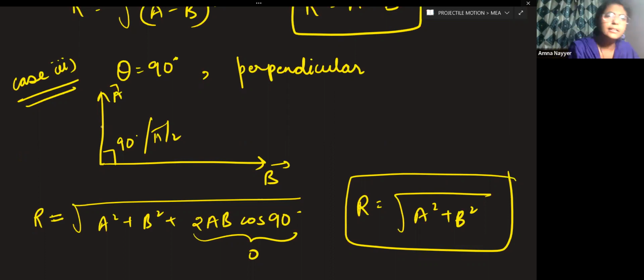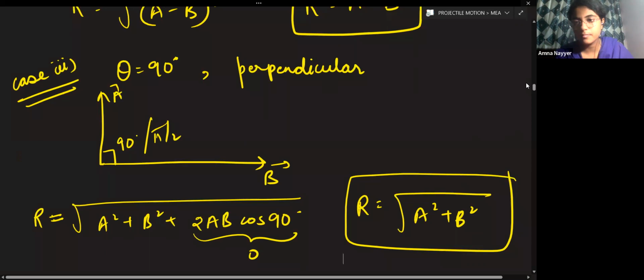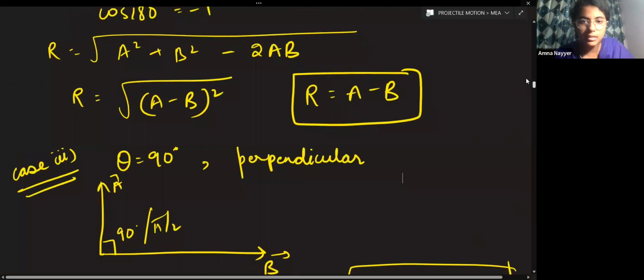Now regarding other angles, 60 degrees, 120 degrees, with time you'll be able to do those. But I think these three cases are enough. Especially the first two cases are needed for your theoretical questions, on why two vectors are added or subtracted. Case 3 is needed from a calculation perspective, for numerical questions. So note these three cases.